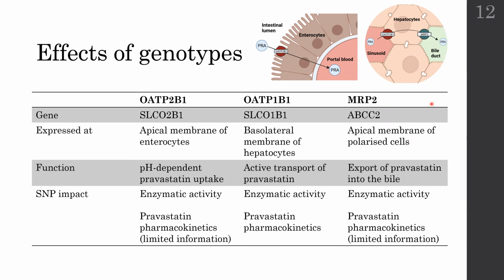And lastly, MRP2, which is an enzymatic exporter, which is expressed by ABCC2 at the apical membrane of polarized cells, such as hepatocytes. And in the liver, MRP2 exports pravastatin into the bile. So SNPs in ABCC2 may alter the enzymatic function of MRP2 and pravastatin pharmacokinetics as well. However, this information remains very limited and further research is required.